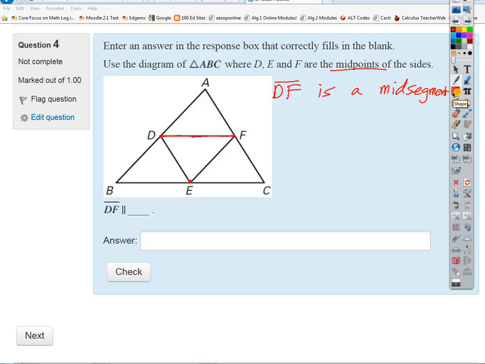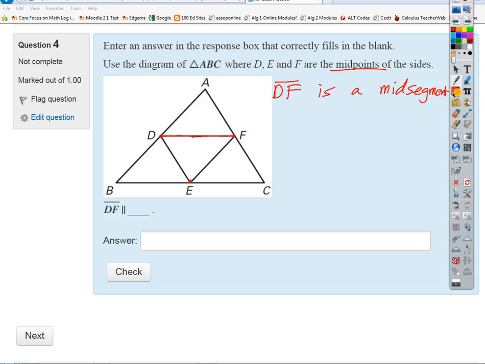There are three possible mid-segments, aren't there? But this is one of them. Now, what does the mid-segment theorem tell us? There's two important things that are always true about any mid-segment. Tell me one thing that's true about segment DF. Sam, what's one thing that's true about segment DF? It's parallel to segment BC. Okay, good. It's parallel to the other side, right?